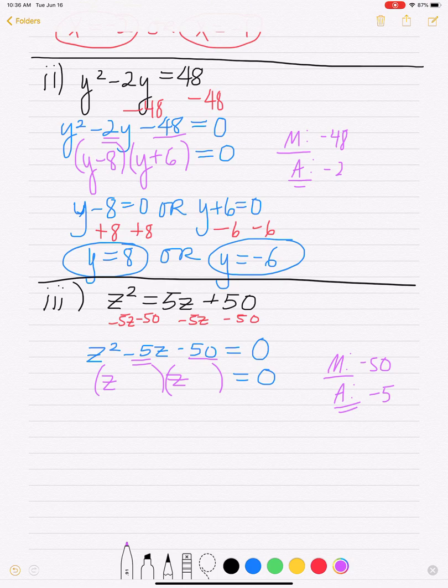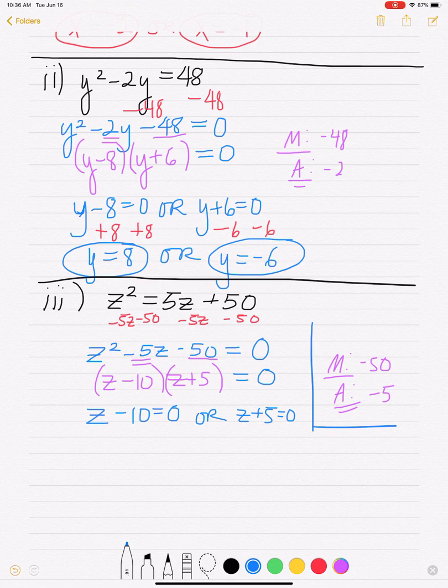So if I think about two numbers, I can say negative 10 and positive 5 will do the trick, right? Negative 10 times positive 5 is negative 50. Negative 10 plus positive 5 is negative 5. So I factored and then I set my factors equal to 0. Z minus 10 equal to 0. Z plus 5 equal to 0. So we've broken this into two small basic equations.